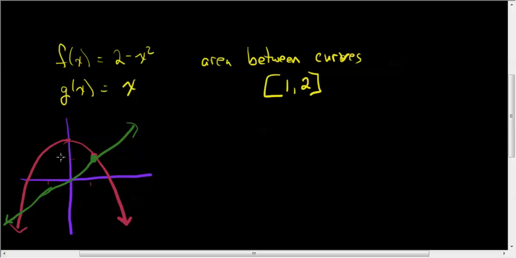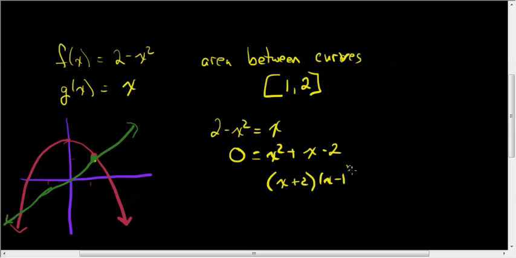Normally, when you see these problems, they're going to ask you for this area right here. They're going to ask you for the area enclosed. Well, to do that, you're going to have to find your 2 points. How do you find where two functions intersect? You set them equal to each other. 2 minus x squared equals x, or 0 equals x squared plus x minus 2. This factors into (x plus 2)(x minus 1). So that's how I knew they were intersecting at x equals 1 and at x equals negative 2.